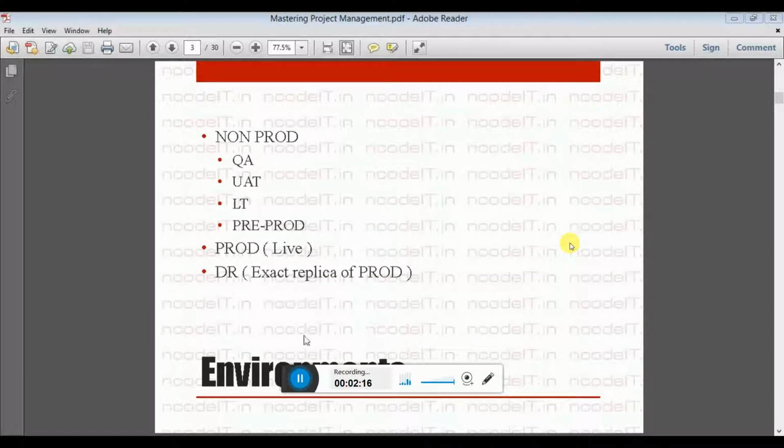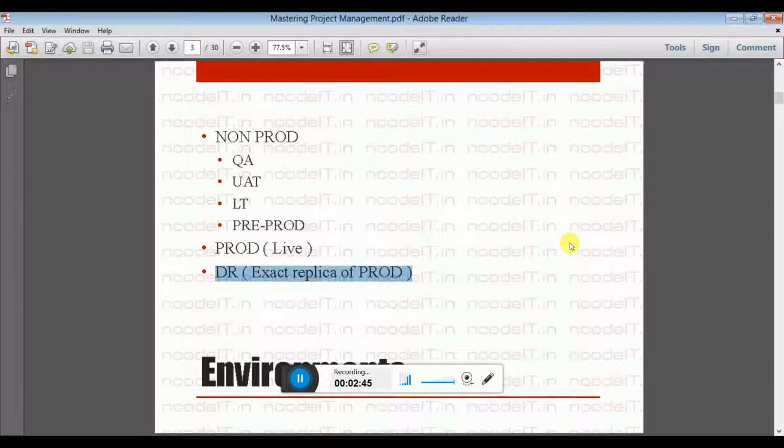The first thing, the environments. This is what we are looking at. The environments we have already seen. You have non-production, production, and DR. Those are the main differences. In non-production, you have QA, UAT, LT, pre-prod, and there is also a training environment. Then in production we have the live environment, and then as a backup for production, especially for the physical disaster case, the DR is there. DR is the exact replica.